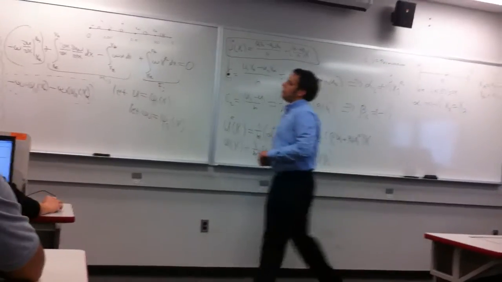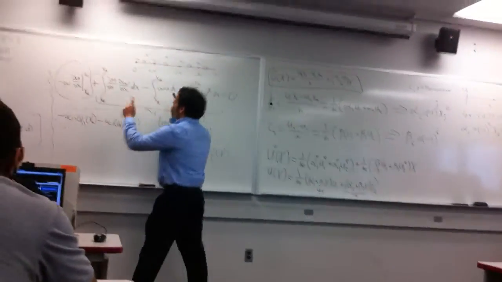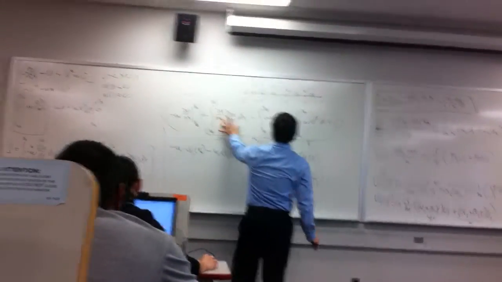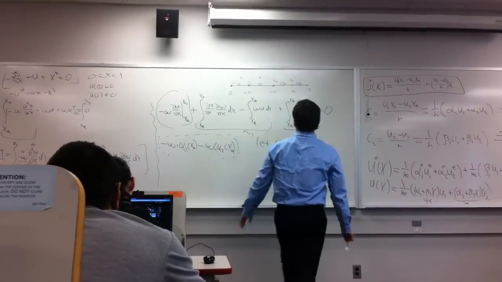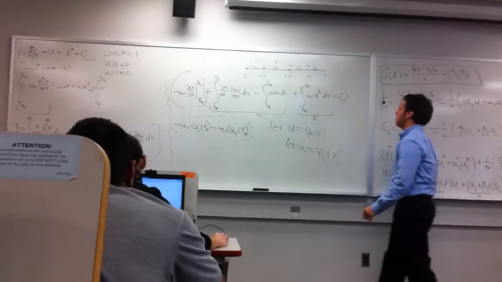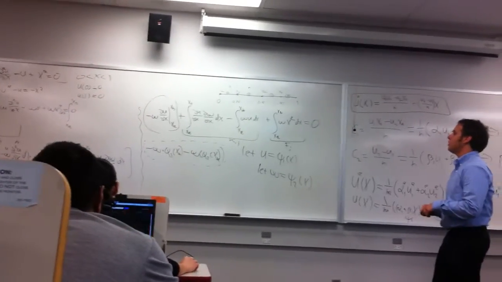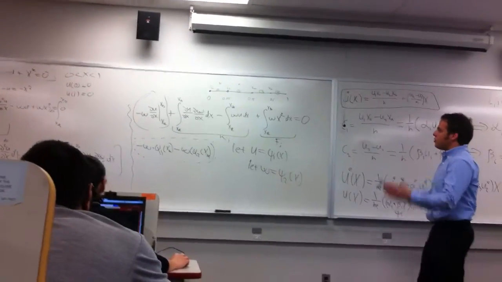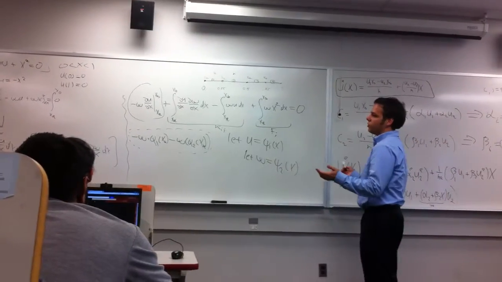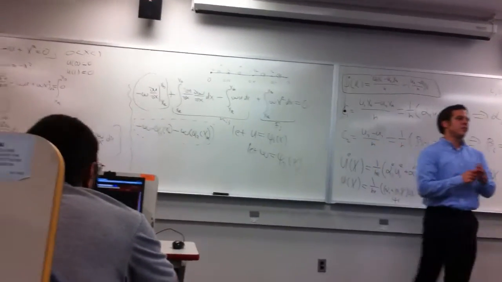So you plug in your phi1 and phi2 for U and W, and now you have an expression for Kij and Fj, and you can use that to actually solve for U at any point. Okay.